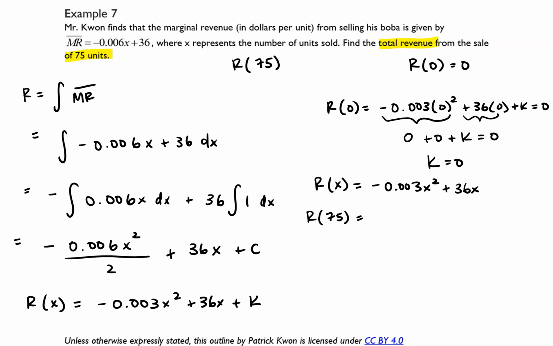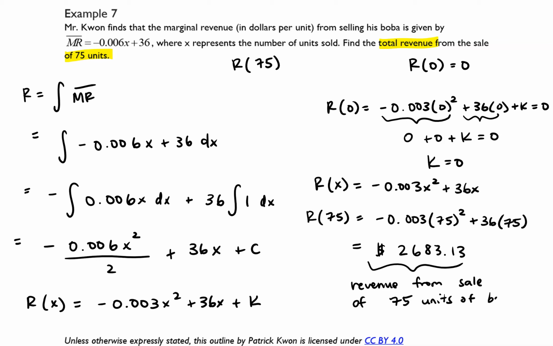So if we do that, we get negative 0.003 times 75 squared plus 36 times 75. And that's going to equal $2,683.13. So this represents revenue from the sale of 75 units of boba.